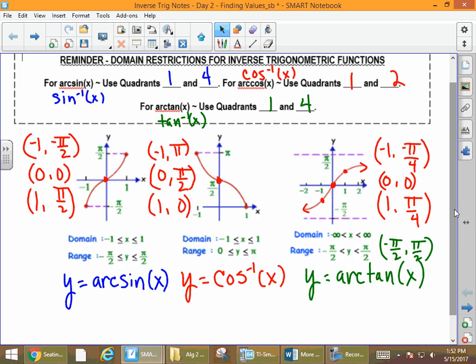But basically what we're working with here, that's how we kind of looked at it. We're looking at a specific part of a sine function, or a specific part of a cosine function, or a specific part of a tangent function. We cannot look at the whole function because then it doesn't have an inverse, because it fails the horizontal line test.